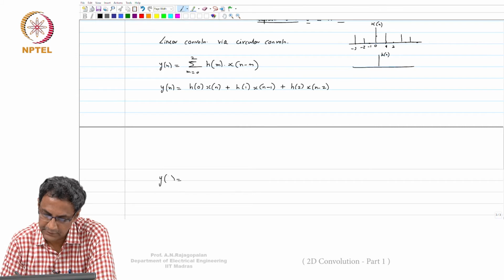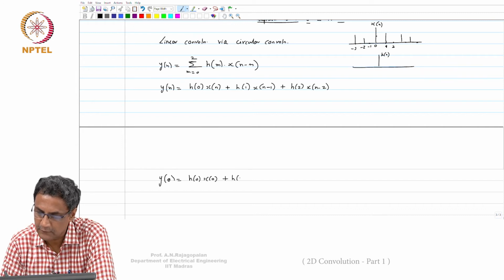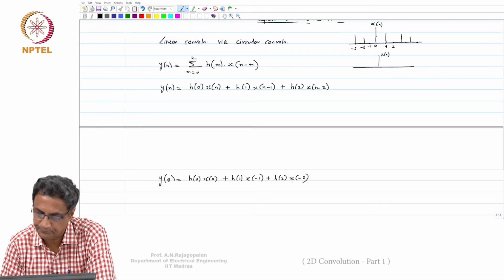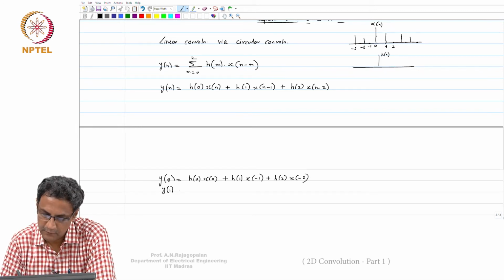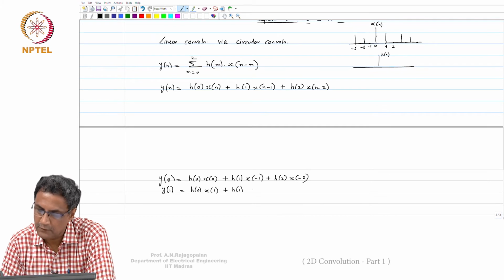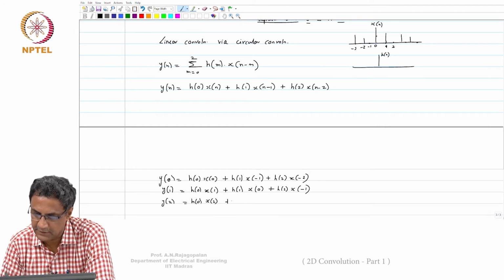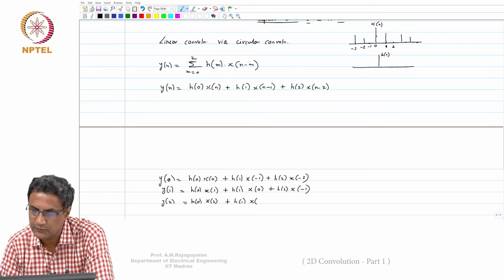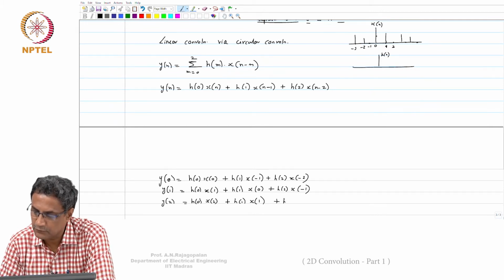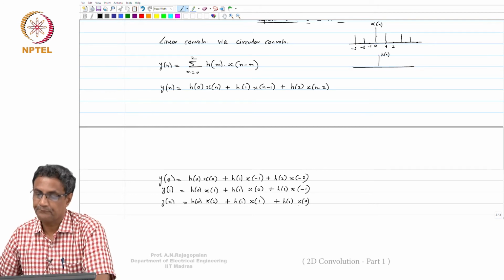So y0, in fact not yn, so y0 is h0 x0 plus h1 x of minus 1 plus h2 x of minus 2. Okay, y1 is h0 x1 plus h1 x0 plus h2 x of minus 1. If I make a mistake let me know. And y2 is h0 x2 plus h1 x1 plus h2 x0, and there is a specific reason why I am writing like this, even though both the outputs are exactly identical, correct.